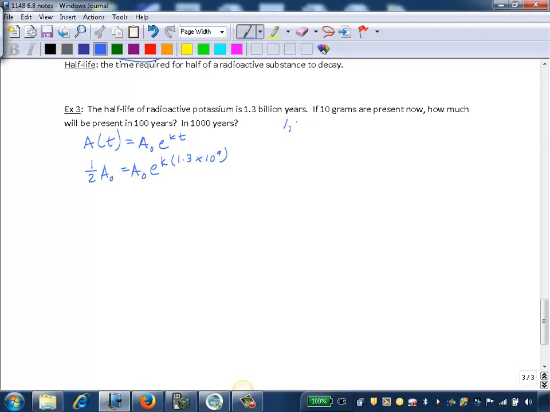because we know 1.3 billion would be 1,300,000,000. So rather than having to write that out, we'll use our scientific notation. This is a good example of why scientific notation can be useful.